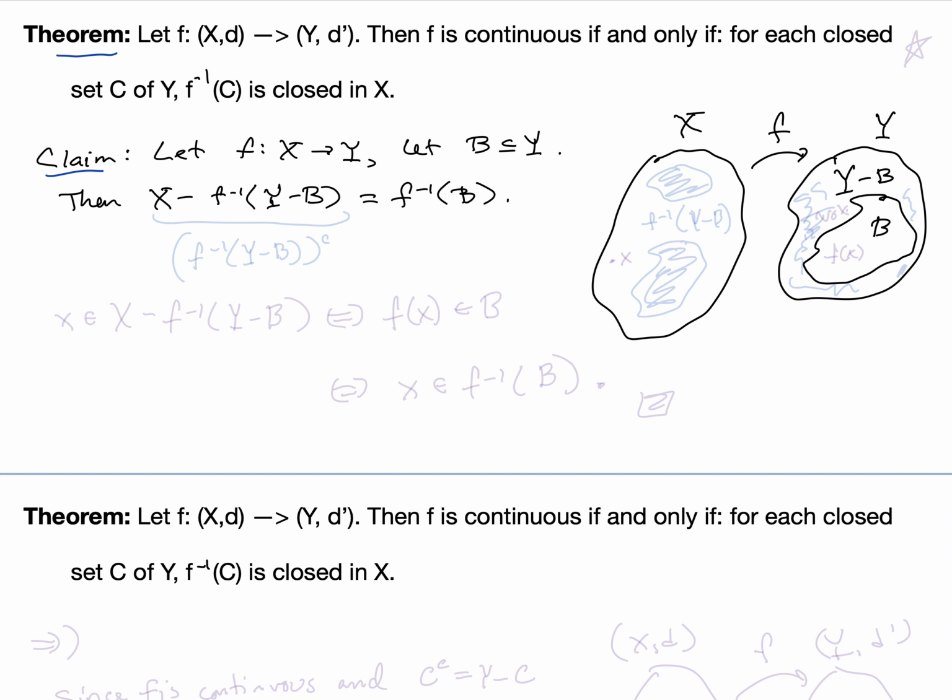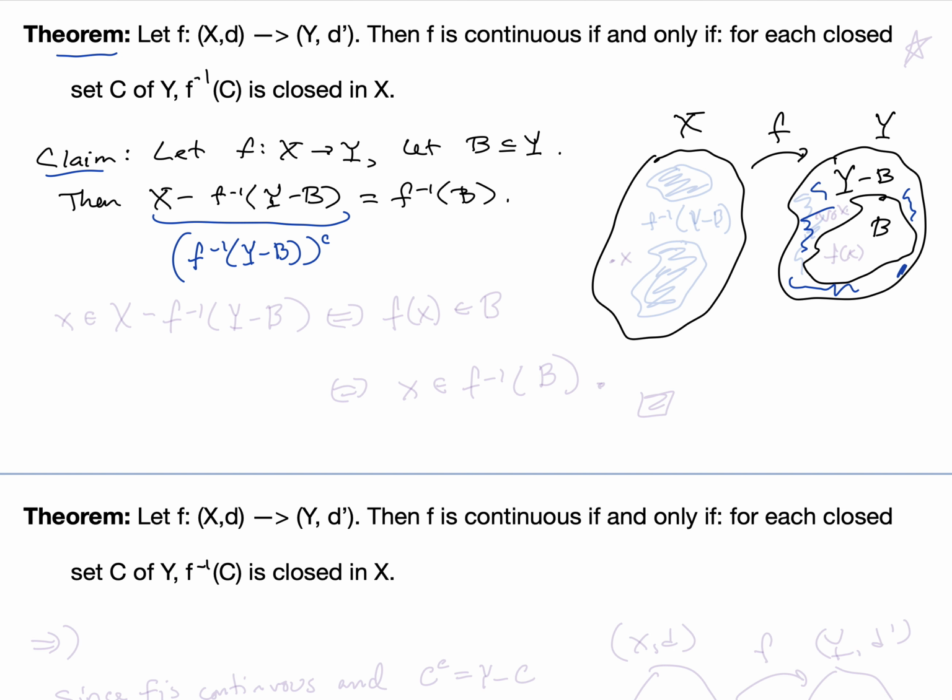Let's prove this claim: if f maps X to Y and B is a subset of Y, then X minus f inverse of (Y minus B) is the same thing as f inverse of B. In other words, this is the complement of f inverse of (Y minus B), and we want to show that that's just f inverse of B.